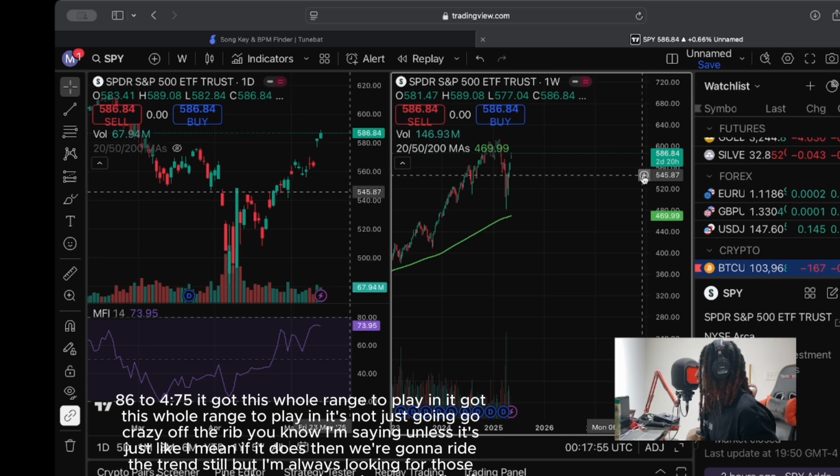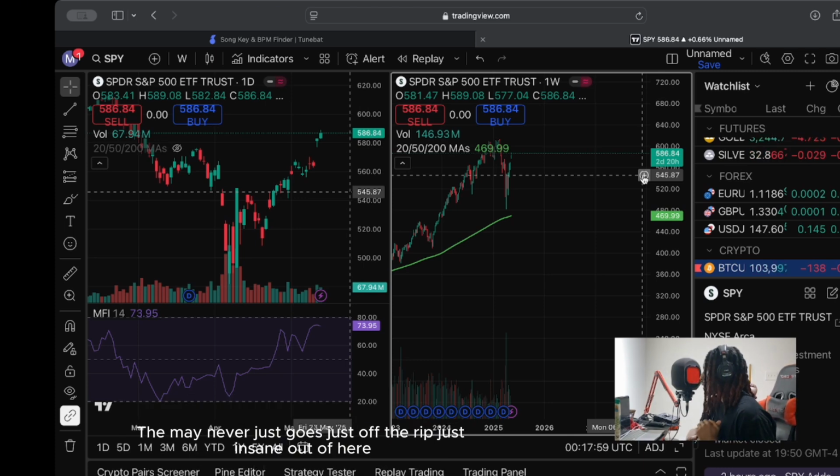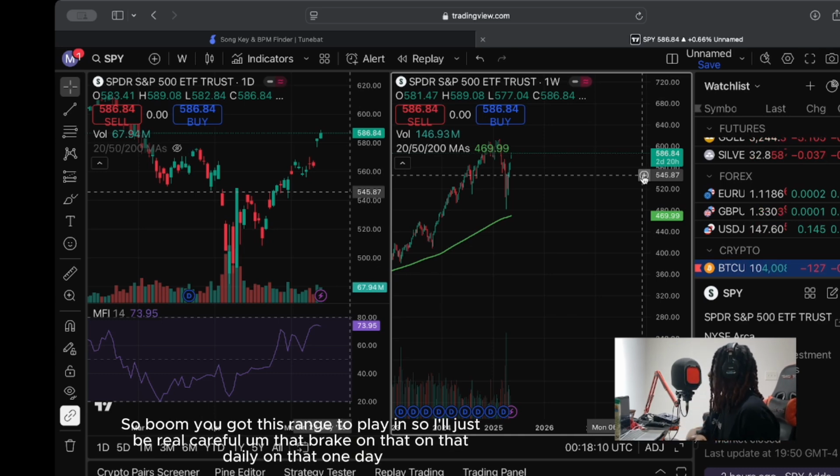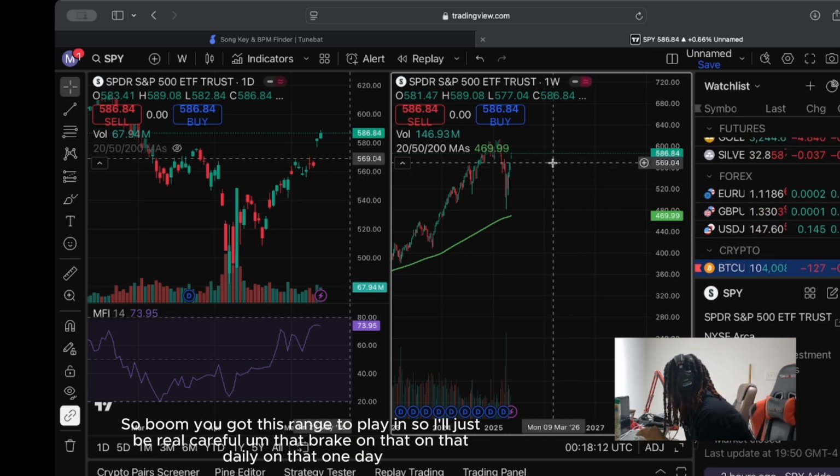But I'm always looking for those. The market is gonna have to correct itself. It never just goes off the rip, just insane out of here. That's not how it works. It's not gonna just 10x overnight, or 4x overnight. So boom, you got this range to play in.